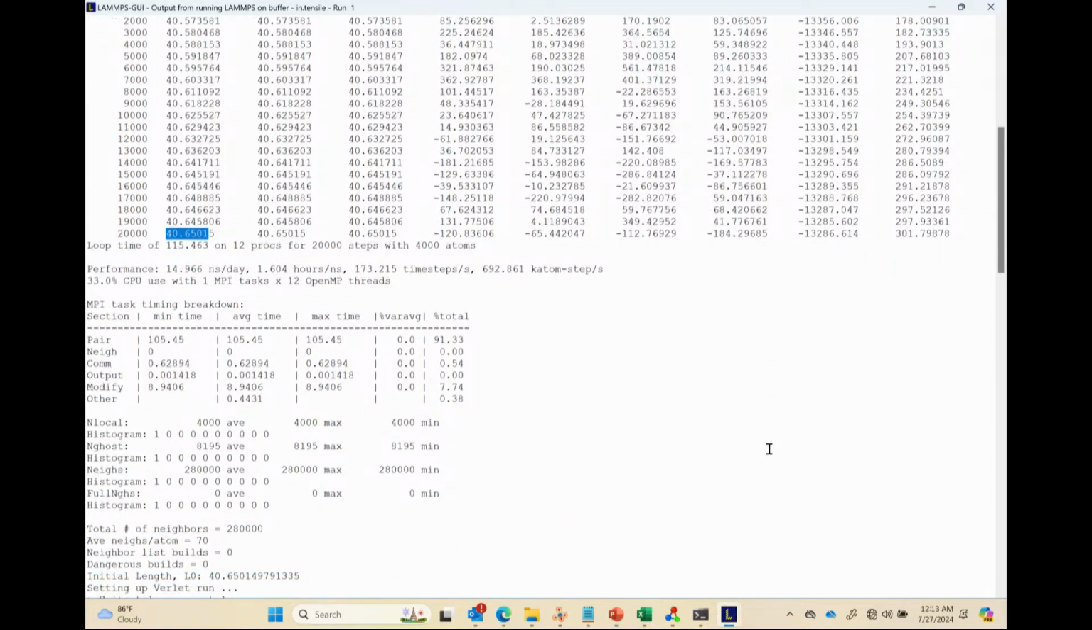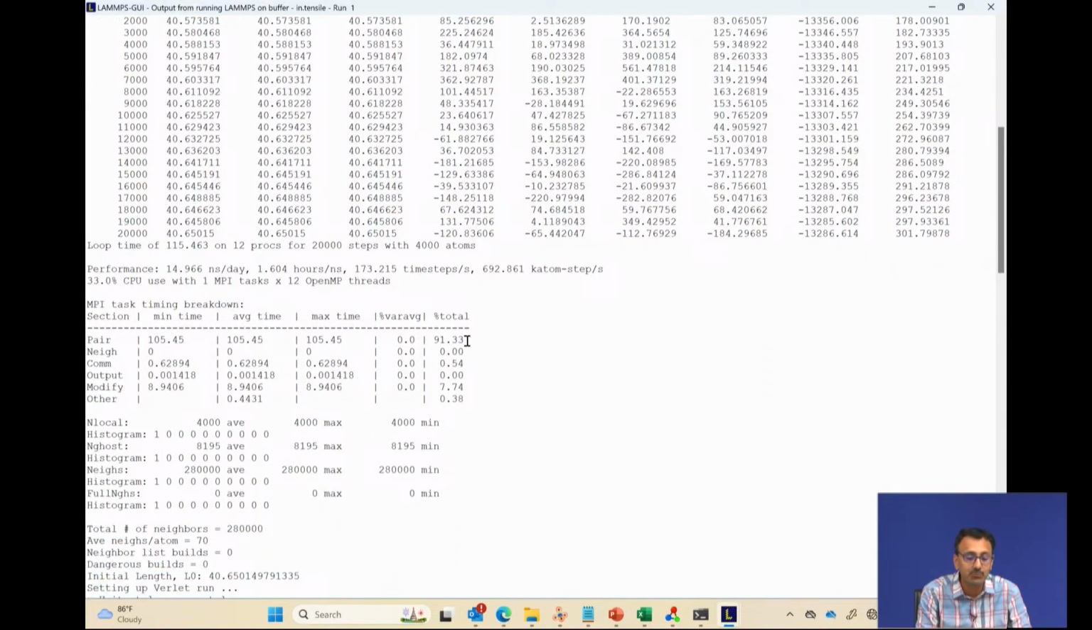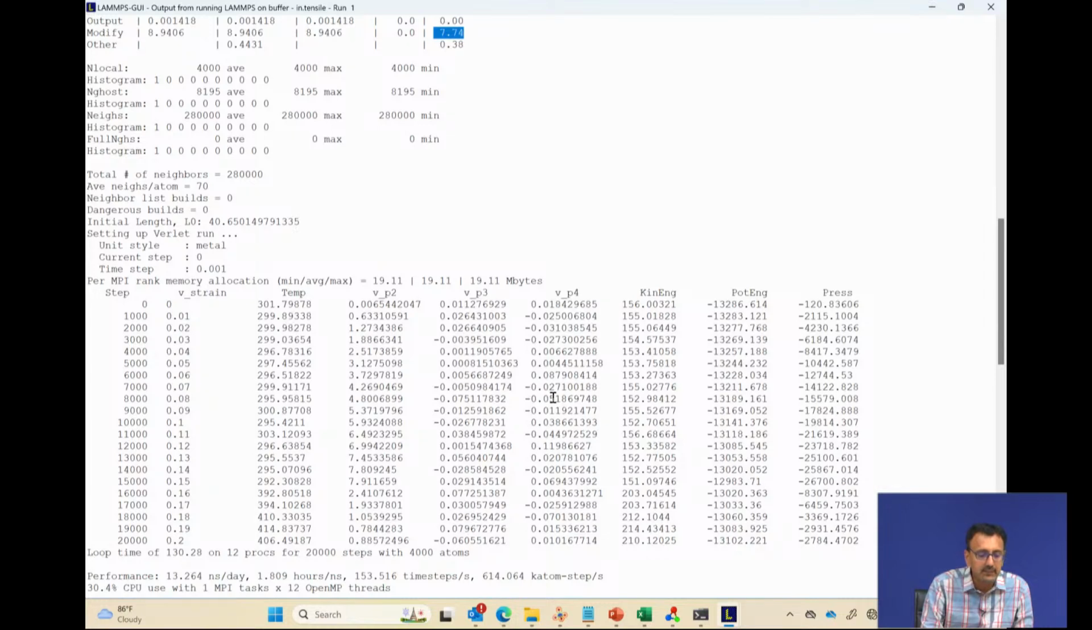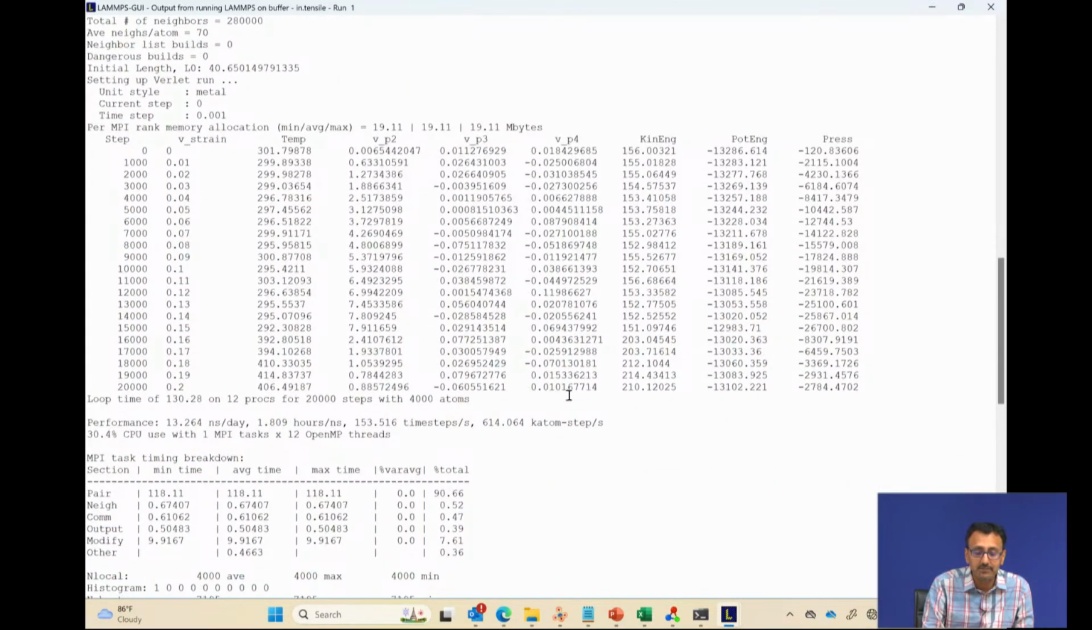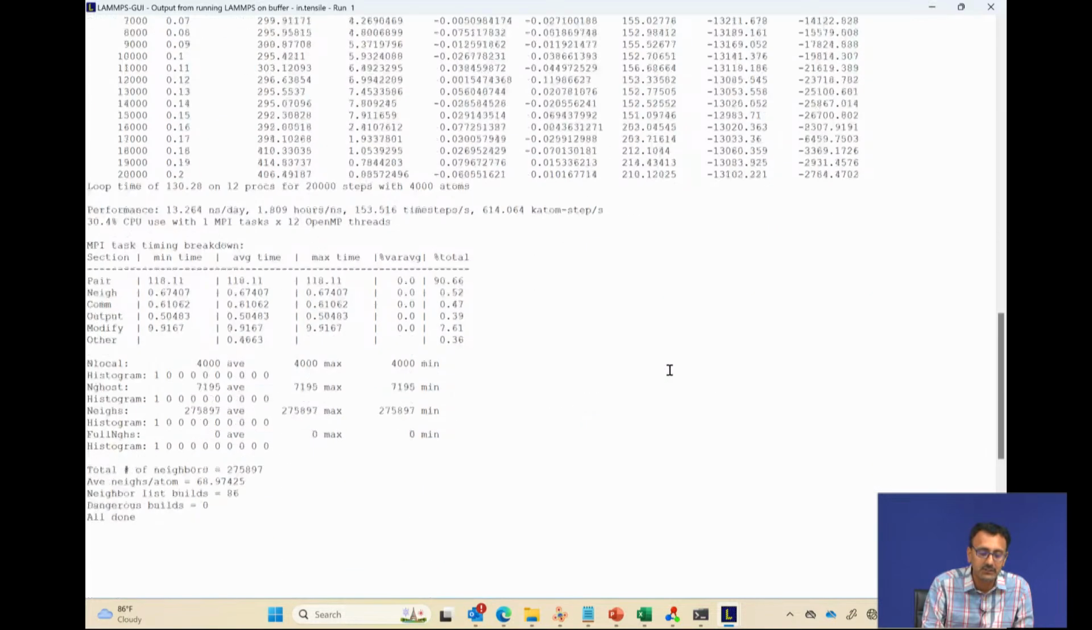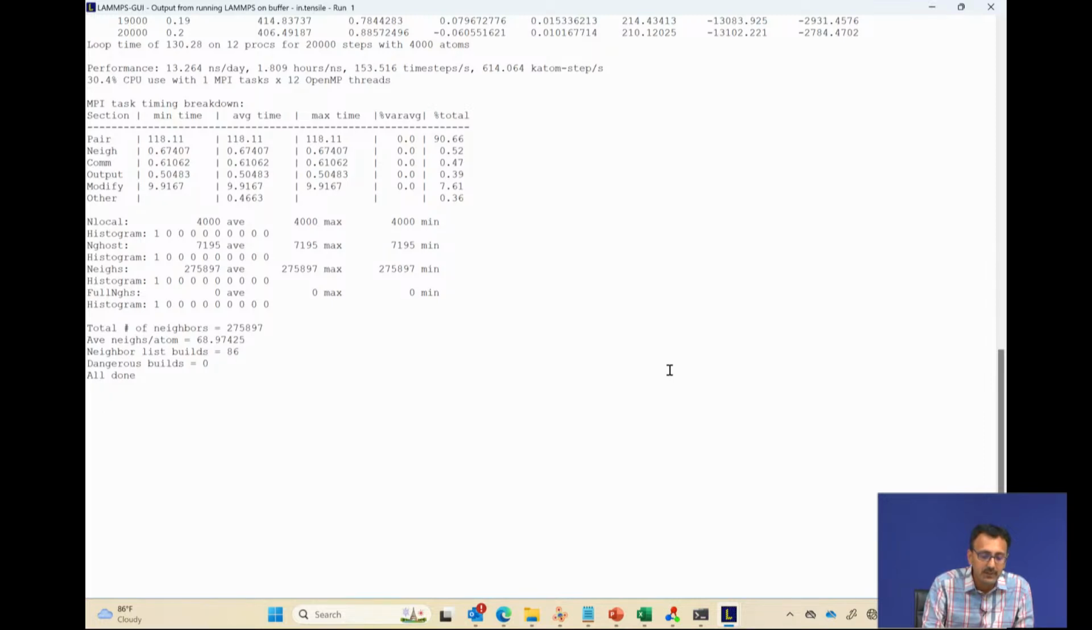And then, this one is more typical. You see the amount of time that the code spends on pair potential evaluation is about 91%, and that's the primary contributor here. And modify is basically calculating the thermal properties. And then this is the production run. So here it's calculating the temperature, which fluctuates because of the strain we are introducing to this system.